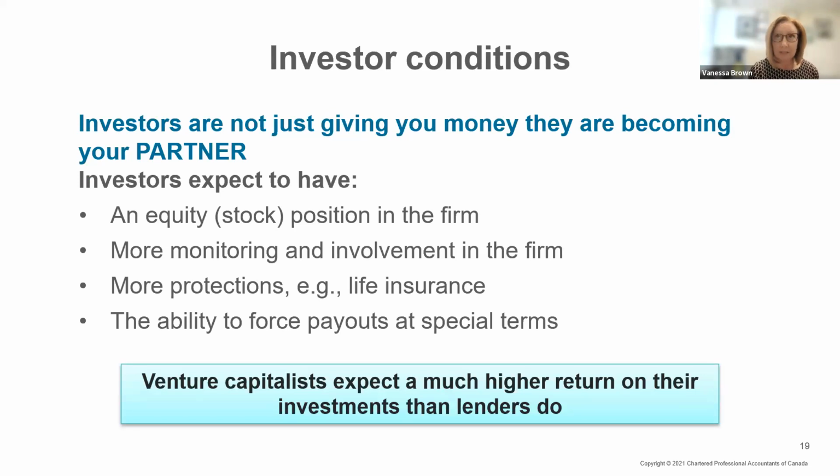So investor conditions, this is if somebody has invested in your business, typically through the form of shares. They will buy shares and they will usually require some involvement in your firm. They may also require more protections than what you might have done on your own. So life insurance on the key employees to make sure that if something happened to that key employee, then the business can still carry on.